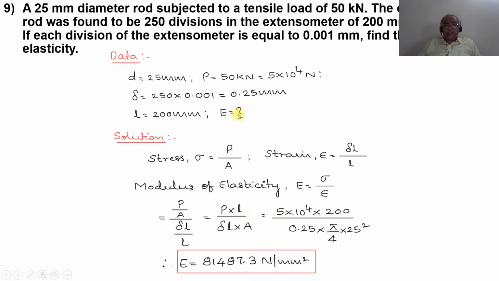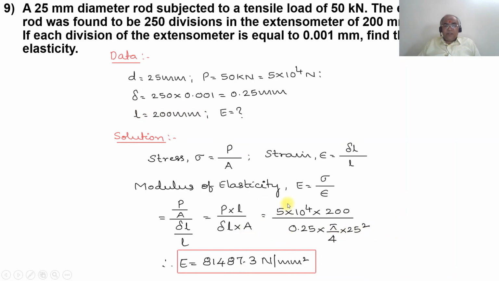So what is that P? P is nothing but 5 into 10 to the power of 4 Newton per mm square, into L, the length of the rod, which is of 200 mm gauge length. So L will be equal to 200, divided by delta L. Delta L is the extension of the rod, which will be equal to 250 into the extensometer reading of 200 mm length, so 250 into 0.001. So delta L is equal to 0.25, into the area of cross section, which is pi by 4 into 25 square.